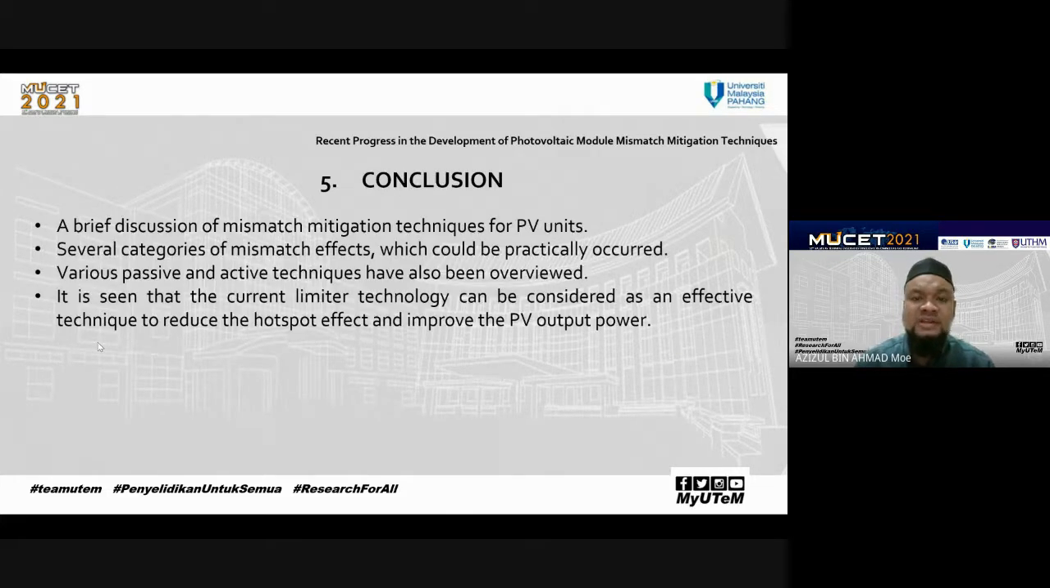So as a conclusion, a brief discussion of mismatch mitigation techniques for PV units was presented. Several categories of mismatch effect which could practically occur were covered. Various passive and active techniques have also been overviewed. It is seen that the current limiter technique can be considered an effective technique to reduce the hotspot effect and improve the PV output power.